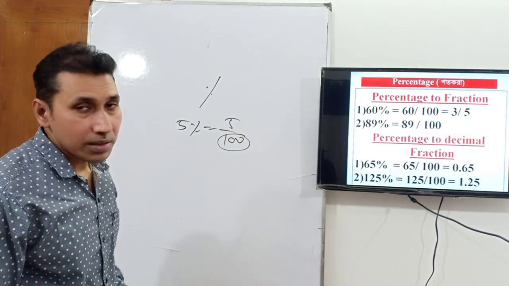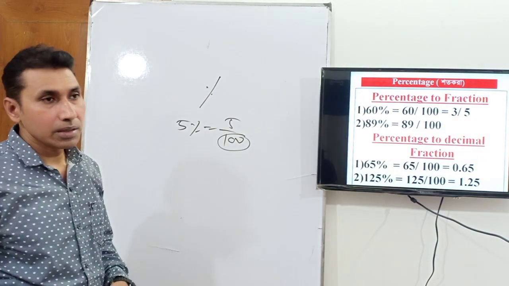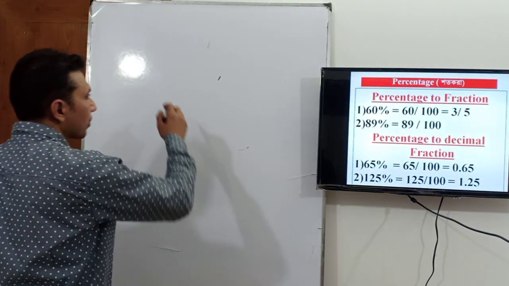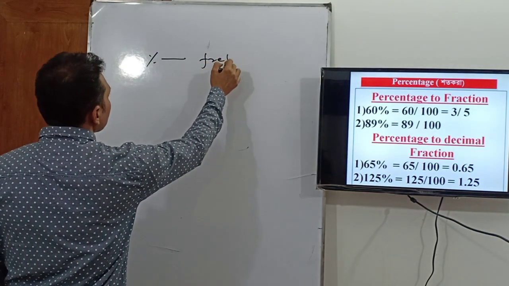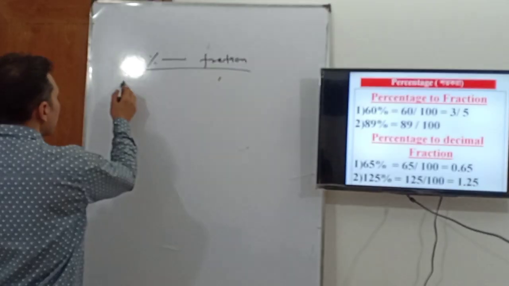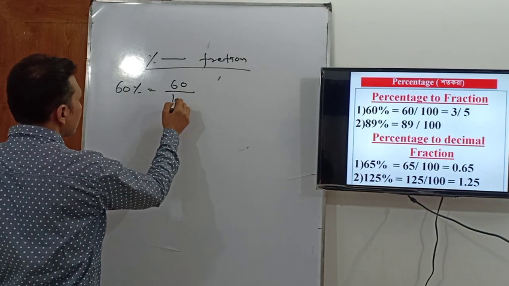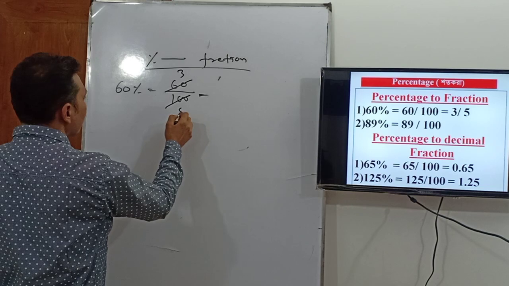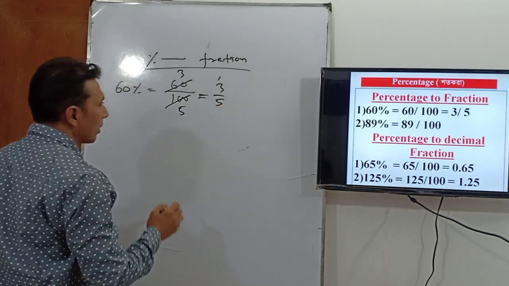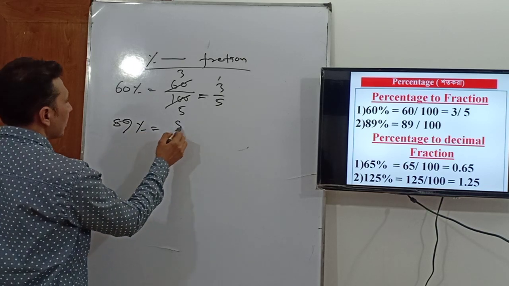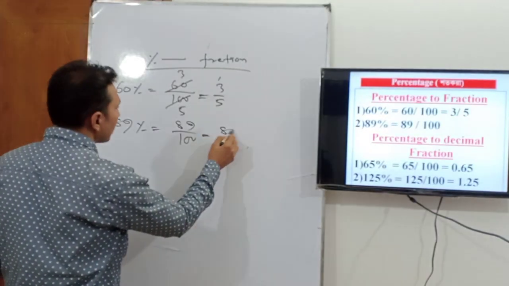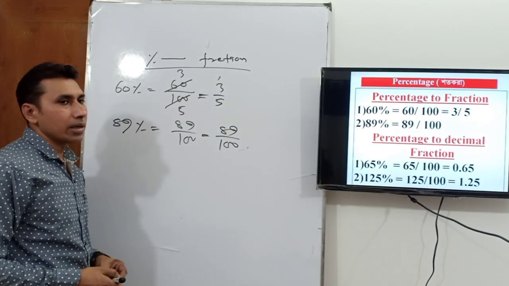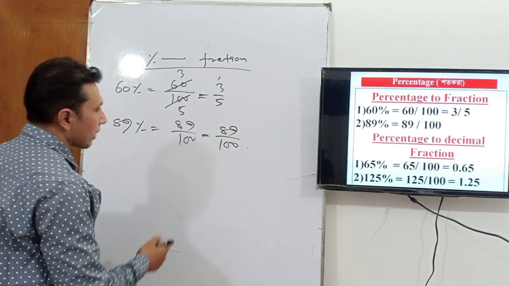Now we convert percentage to fraction and percentage to decimal fraction. How will it be conducted? First, percentage to fraction. 60% is 60 divided by 100, which equals 3 by 5. 89% equals 89 by 100, because it cannot be reduced by any number.